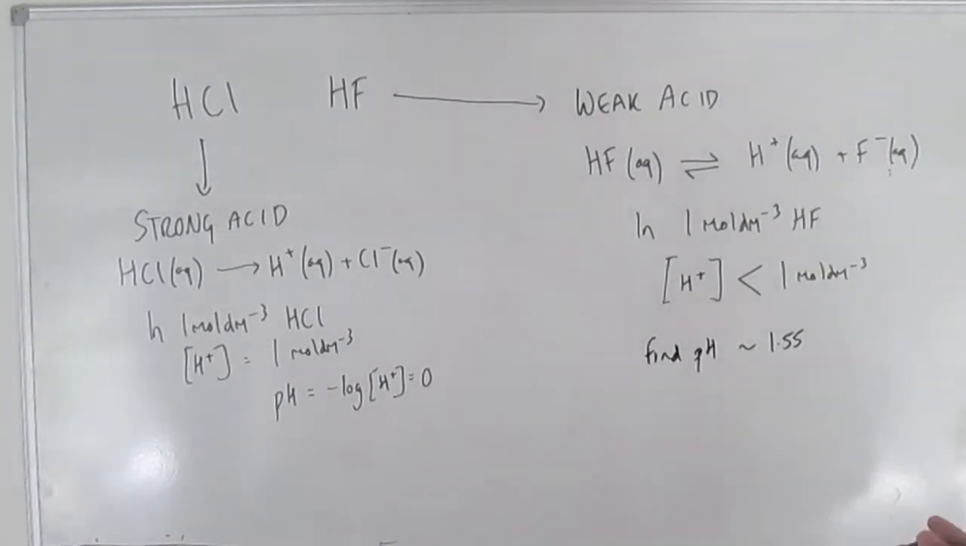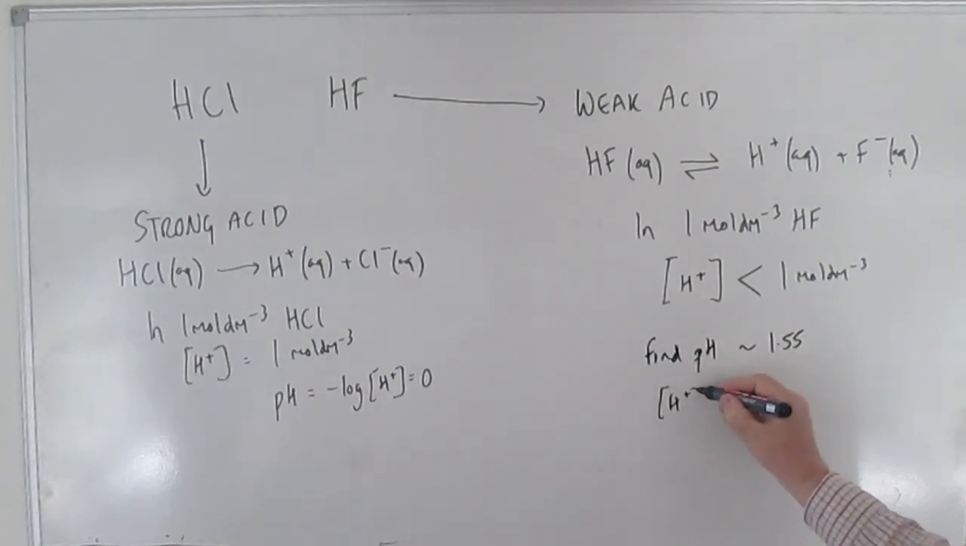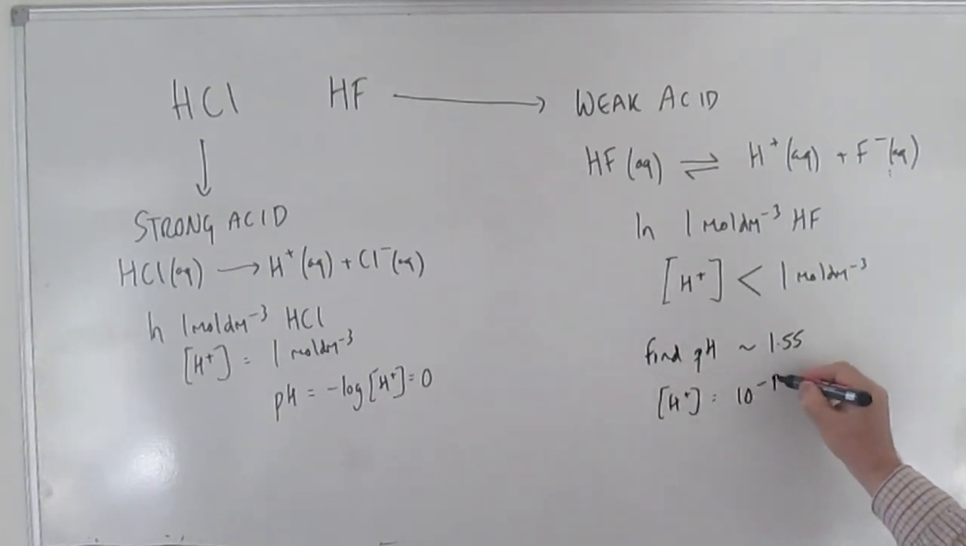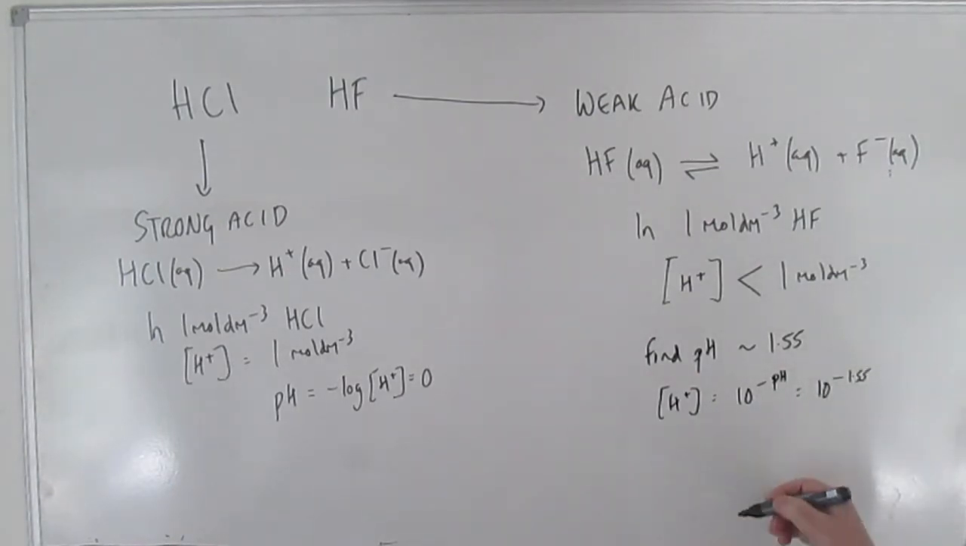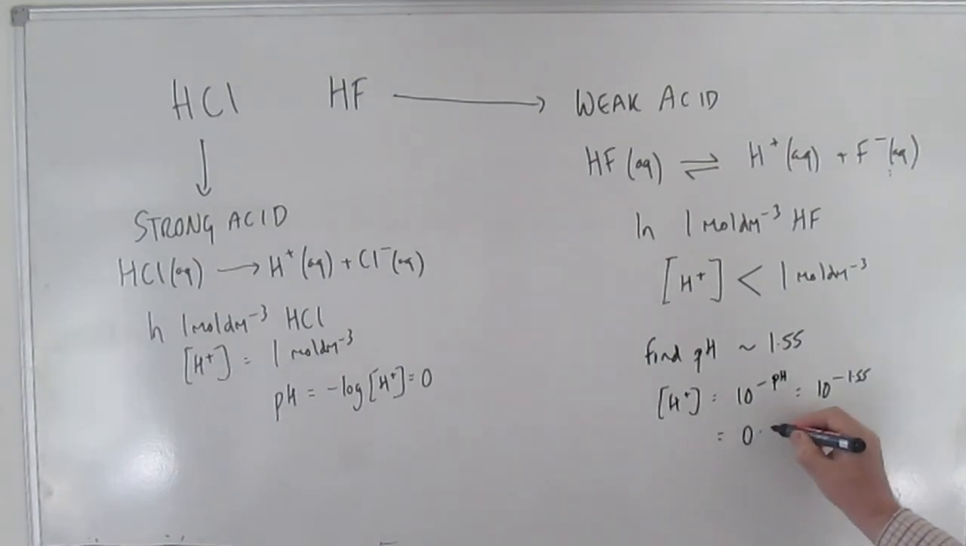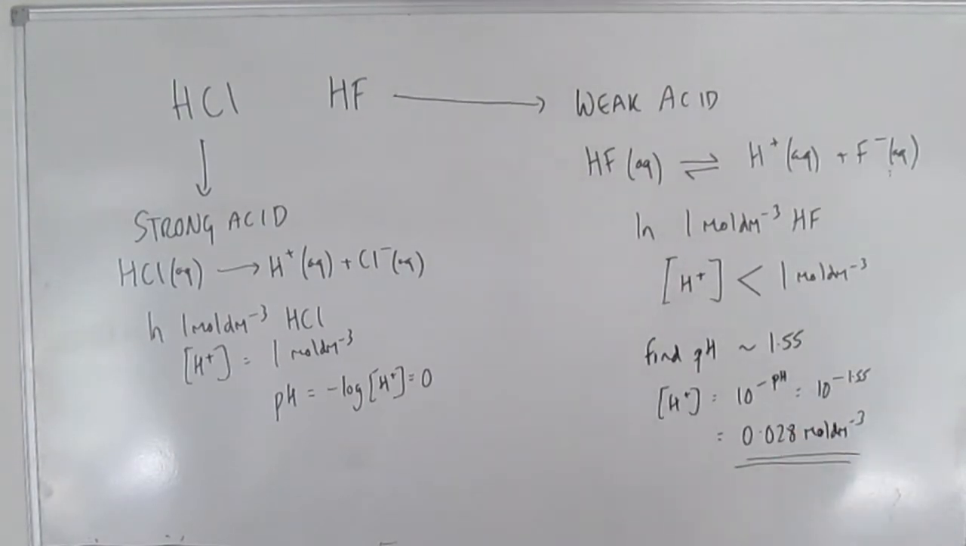If we turn that back into the H+ concentration, remember H+ is 10 to the minus pH, which is 10 to the minus 1.55, and that works out as 0.028 moles per dm cubed. So you can see that only something in the region of 3% of the molecules seem to have broken up and released H+ ions based on that pH measurement.